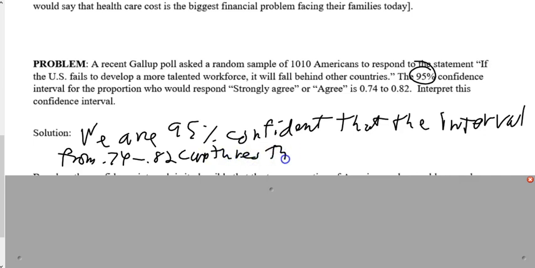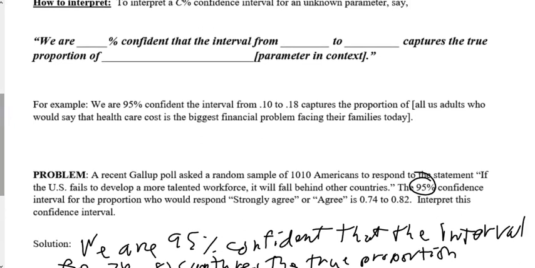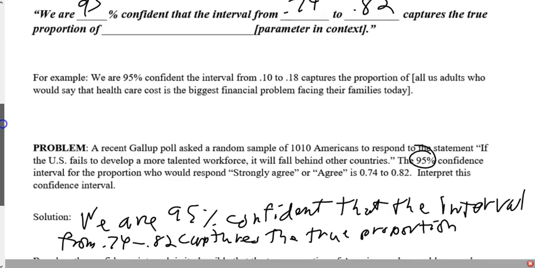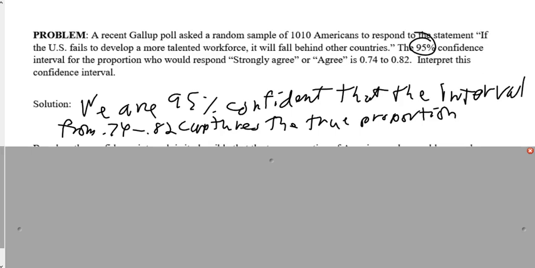You're writing this down. Okay, we're just filling in the blank from here. So we have this statement right up here. All you're doing is putting 95% here. You're putting 0.74 to 0.82 here. You're just copying those words again. And then we're going to say, well, it's right here on your paper, to 0.82. So it captures the true proportion of those who agree or strongly agree with the statement.